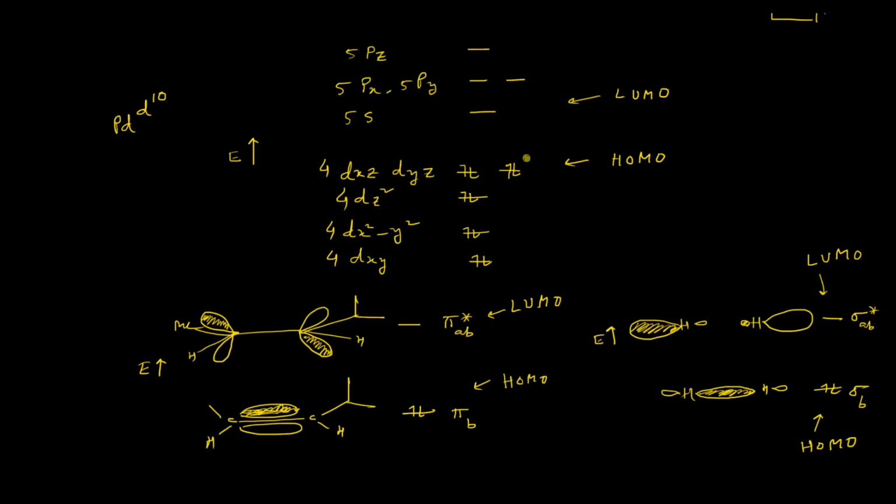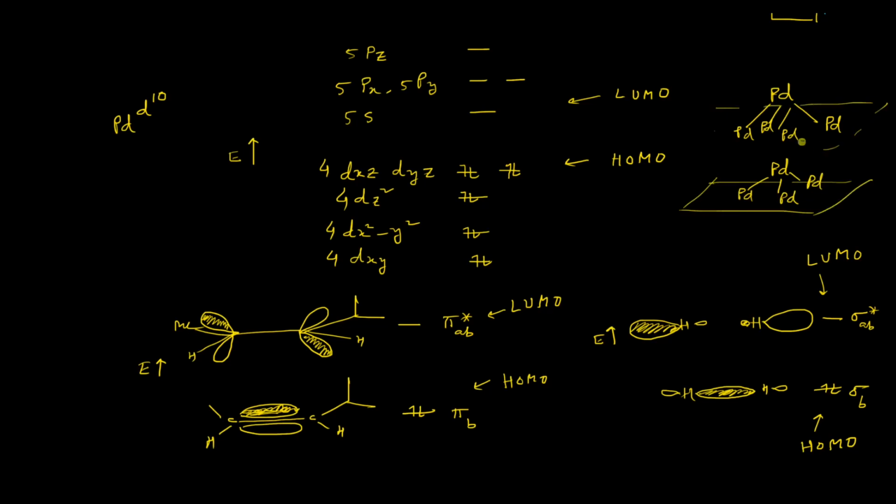So this orbital description in case of palladium is when the palladium is in the cluster form, that is, on the surface of the heterogeneous catalyst. This palladium can be either on the corner of an octahedral arrangement like this, or a tetrahedral arrangement like this. So if you consider the plane, then it will look like this.